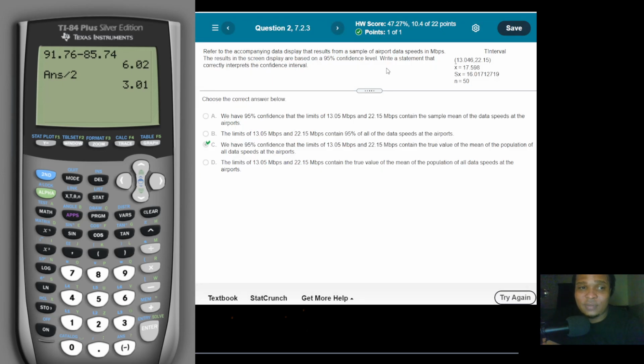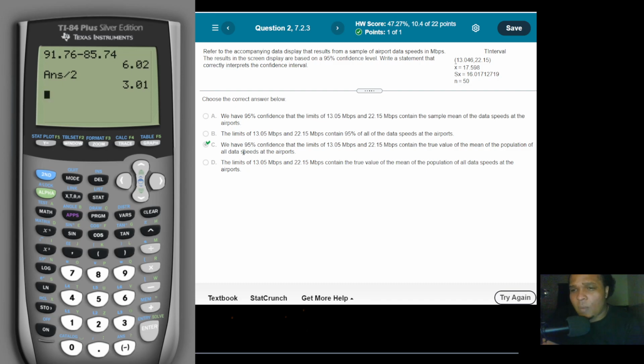All right, let's go. Okay, let's see. Refer to the accompanying data display. Yeah, so this little data display is basically what you get in your calculator. So they solve it for you. So whenever they give it to you, it's a good thing. Choose the correct answer below. And as you can see, yeah, we might as well just go right to it.